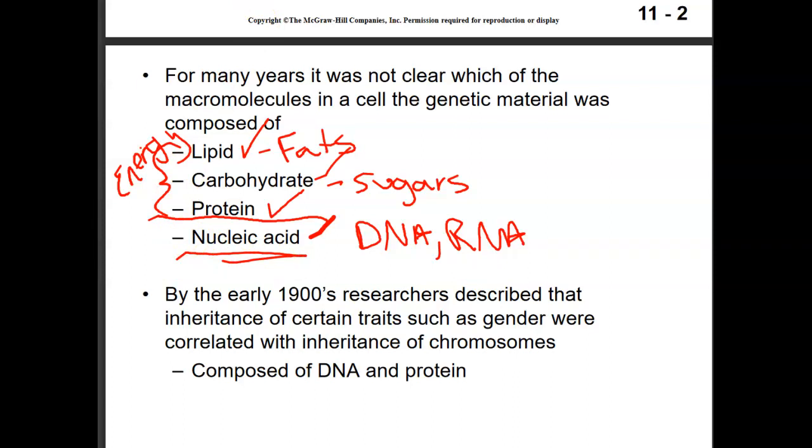So in the 1900s, the very early part of the 1900s, scientists basically started doing experiments trying to understand which molecule is responsible for transmitting traits such as gender, hair color, body size, and what were chromosomes made out of? It turns out there's a whole lot of stuff in chromosomes, not just DNA. And so early on in the 1900s, we identified that DNA and protein are actually both components of chromosomes.